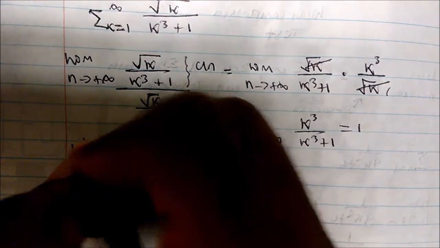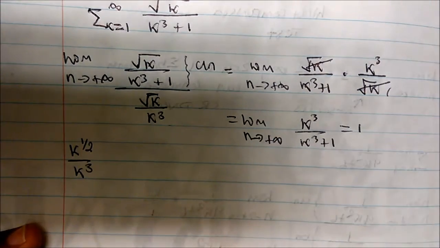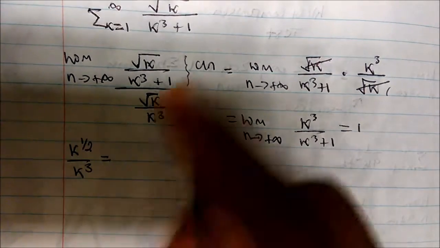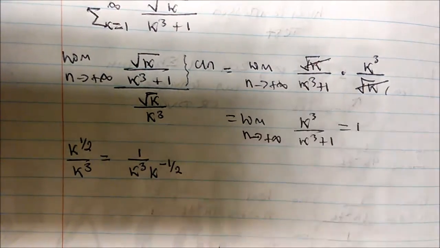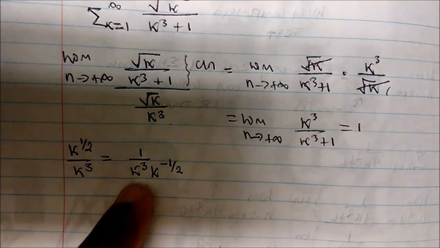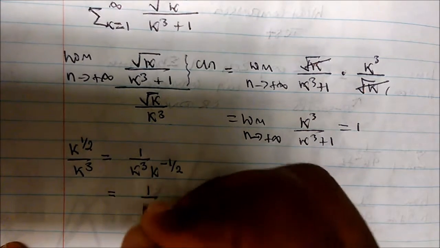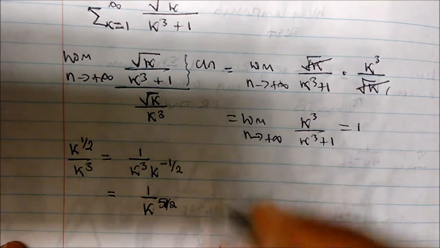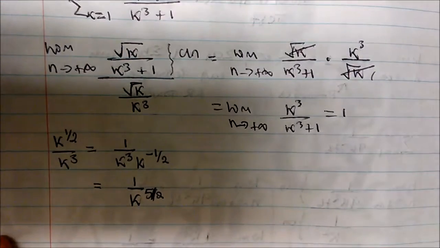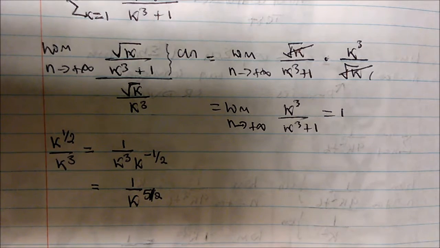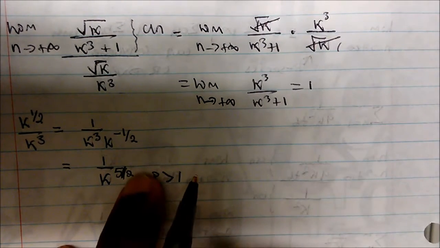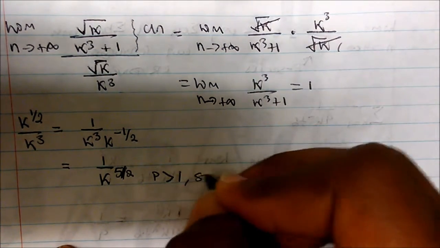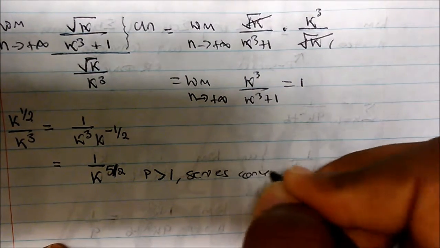And so if I'm looking at this, bn is k to the 1/2 divided by k cubed. And so to get this into a p-series form, if I bring down, this becomes 1 over k cubed times k to the negative 1/2. And if we have the same base, all we do is add the exponents. And so this p-series is actually 1 over k to the 5/2. So if I subtract 3 from 1/2, I get 5 halves. 5 halves is roughly 2.5. And so in this case, we know that p is greater than 1, because p is actually 5 halves. So therefore, we can conclude that the series actually converges.